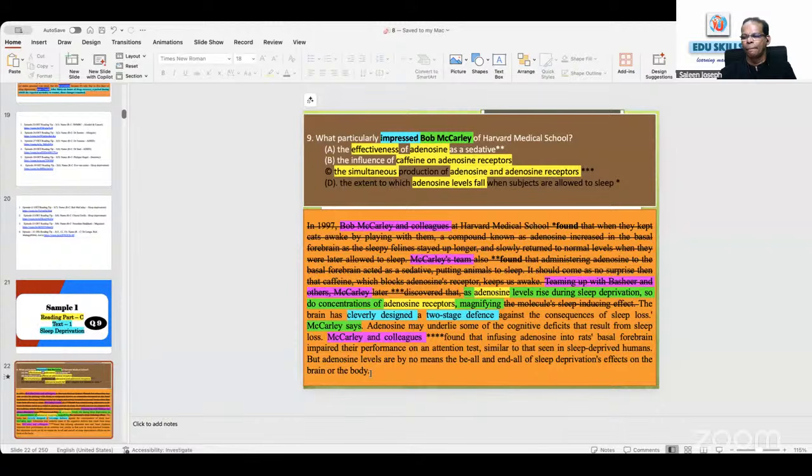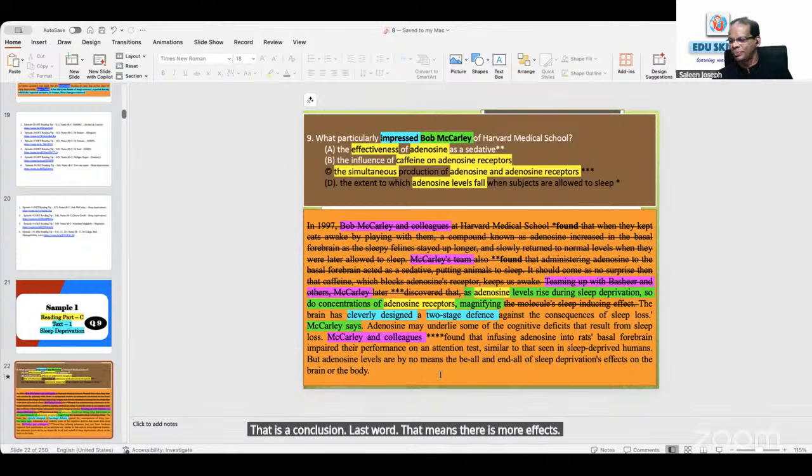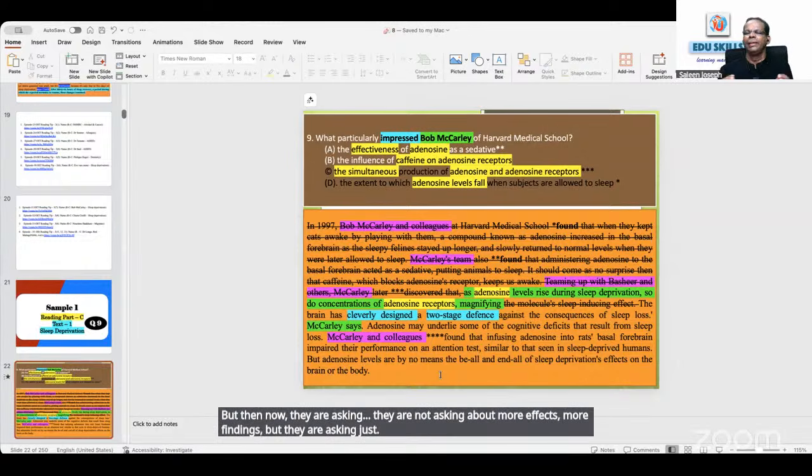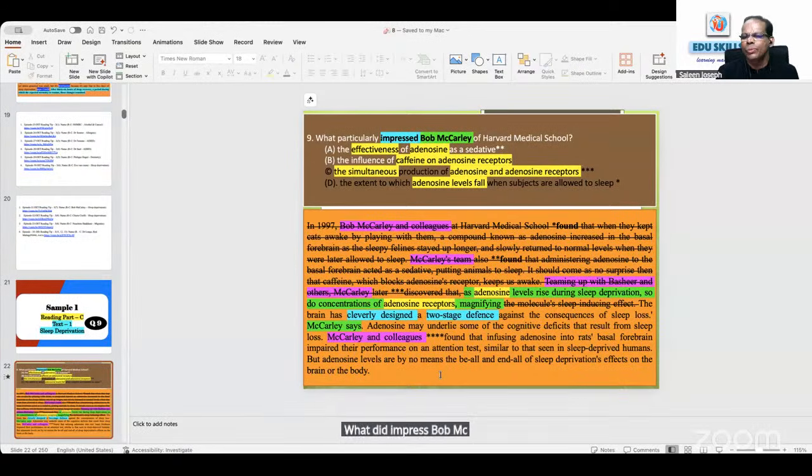That is the conclusion. Last word. That means there is more effects. But now they are not asking about more effects, more findings, but just what did impress Bob McCarley. For example, who asked it? Question? It's a good question.